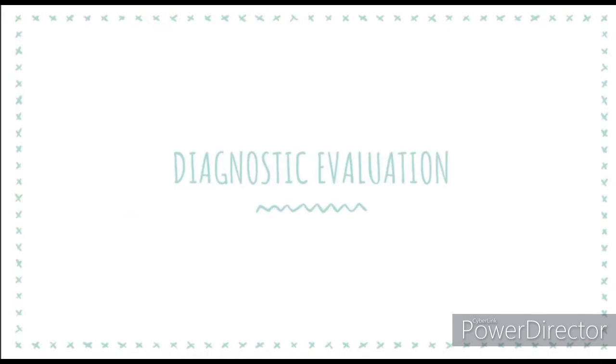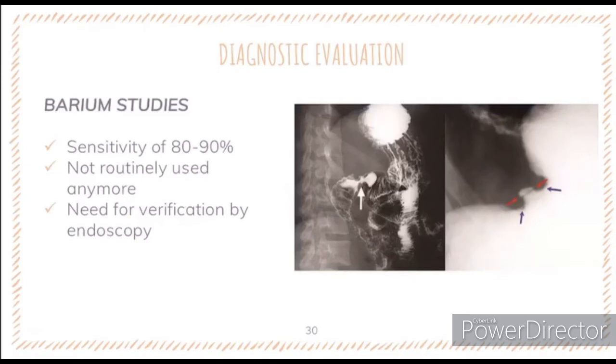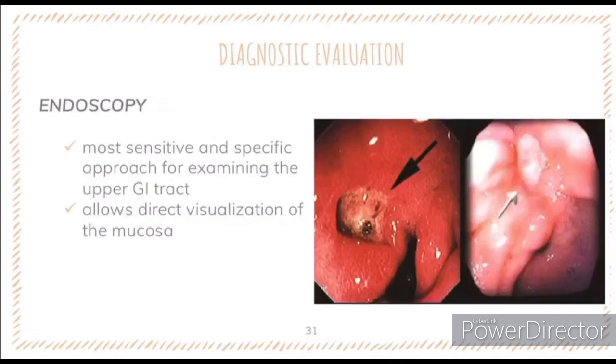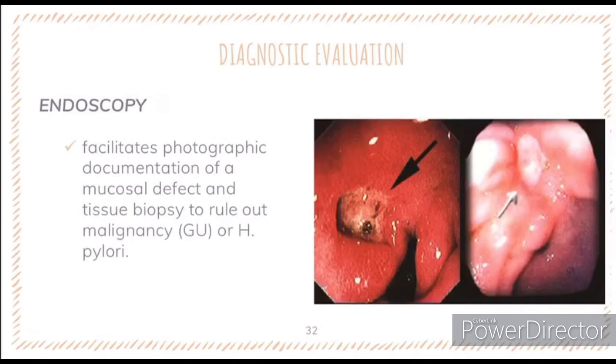first would be the barium studies with a sensitivity of 80 to 90%, which is not routinely used anymore, since there is a need for verification by endoscopy. Second would be the endoscopy, which is the most sensitive and specific approach for examining the upper GI tract, which allows the direct visualization of the mucosa. It facilitates photographic documentation of a mucosal defect and tissue biopsy to rule out any malignancy or H. pylori infection.